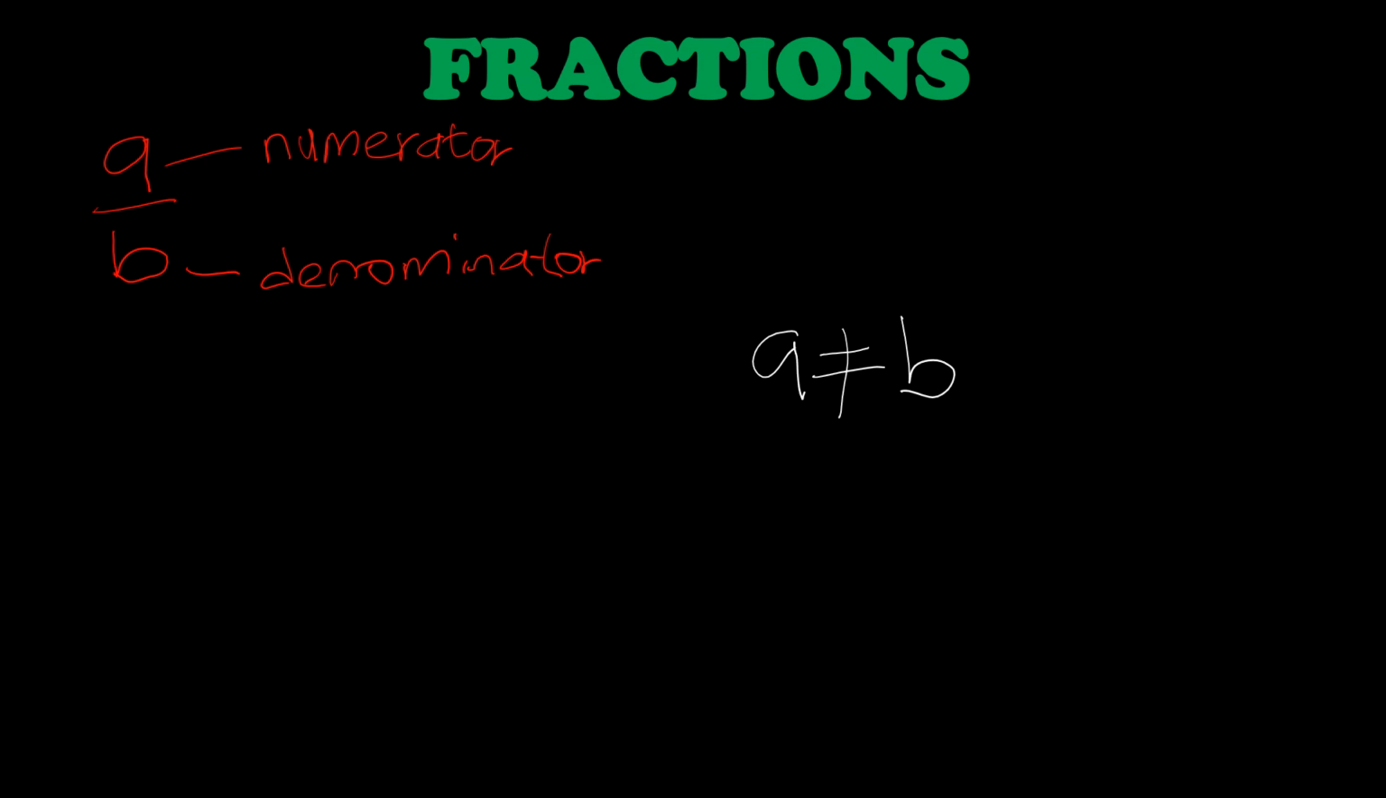Another rule we will have is that B is not equal to 0. So we know that if you divide any number by 0, you're not going to get a real number. So therefore, we can't have a fraction with the denominator as 0. So these are just two conditions for you to keep in mind.